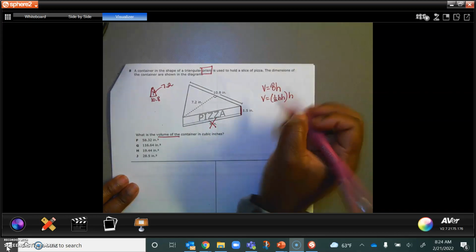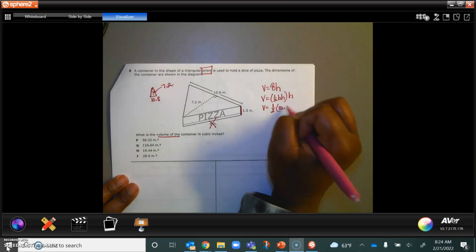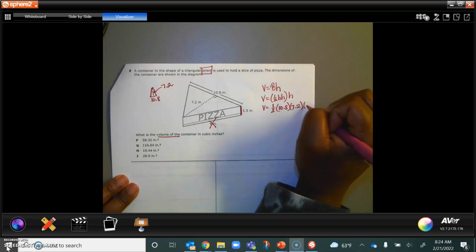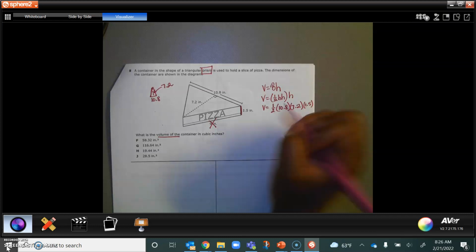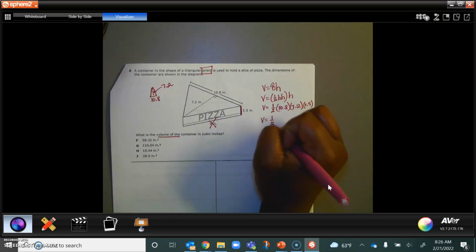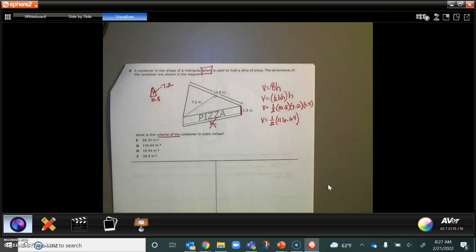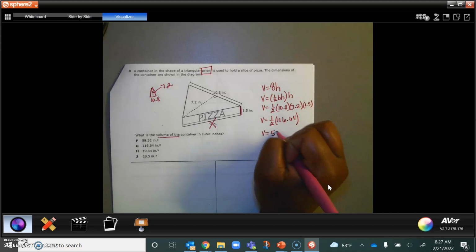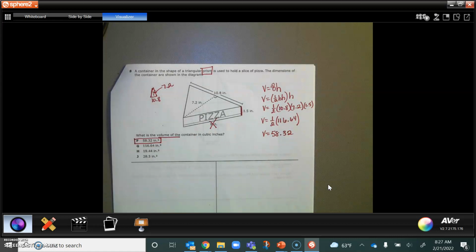Okay, so I'm going to substitute in my numbers. I have 1/2 times 10.8 times 7.2 times the height, which is 1.5. So here I get volume equals 1/2 times 116.64. And then I need to find half of that, which is 58.32. So F should have been your answer.